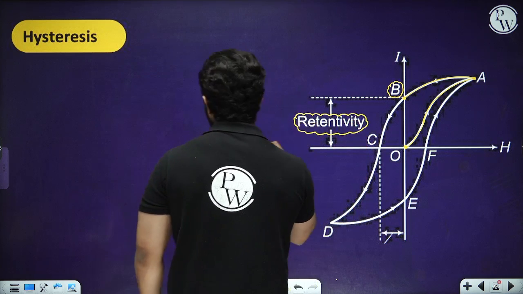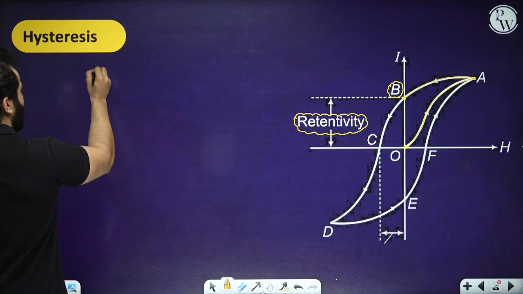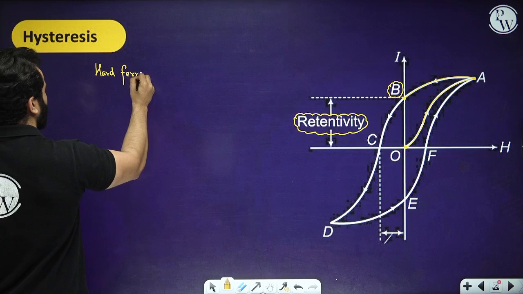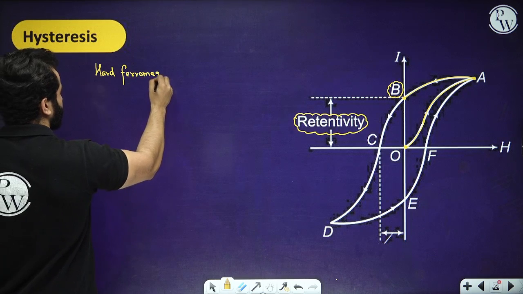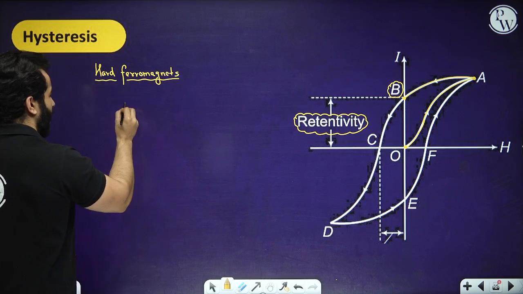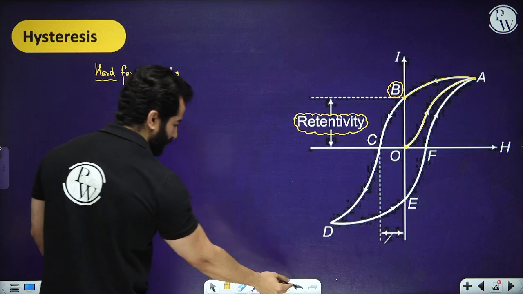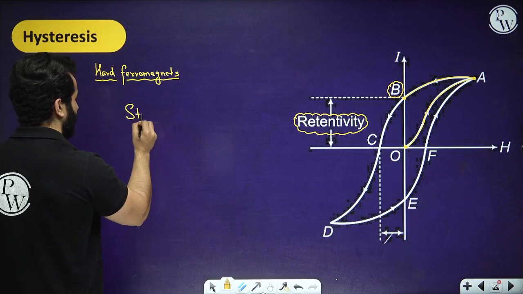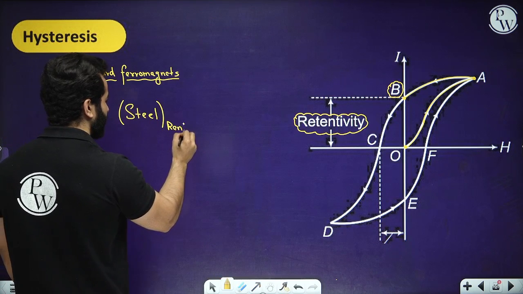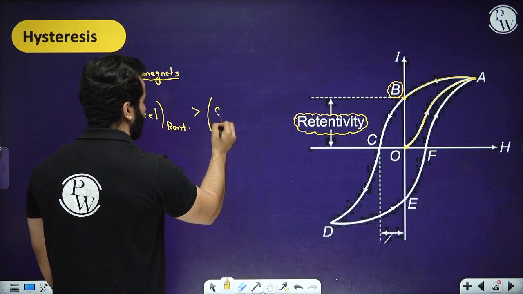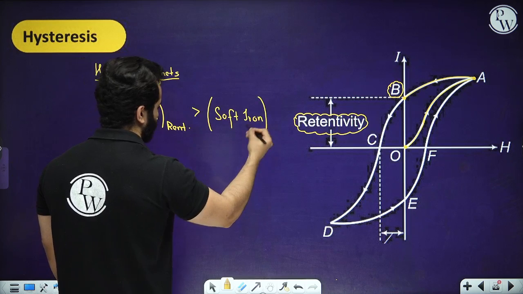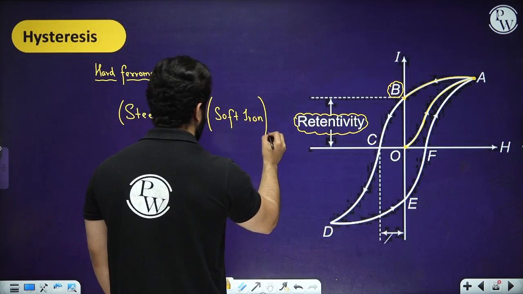Now things like hard ferromagnets, for example steel, have more retentivity than soft iron, which is a soft ferromagnet.